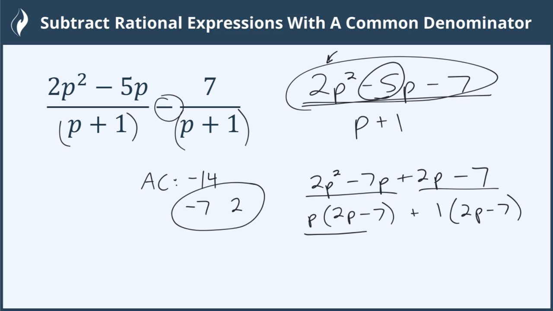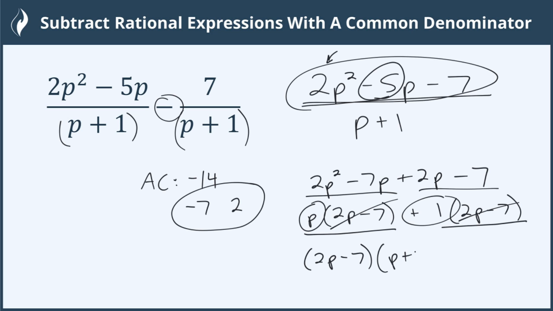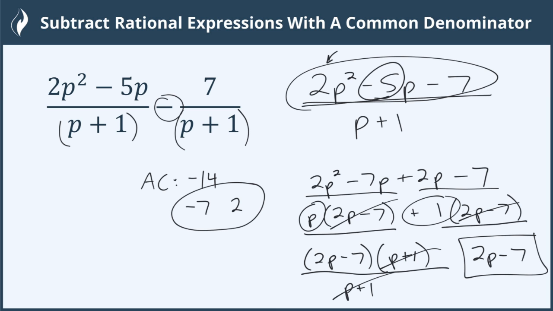So now if we look at the first half and the second half, they both have a 2p minus 7 in common. So we factor that out, and we're left with a p plus 1. So we've now factored the numerator. The denominator is still p plus 1. So we can divide out the p plus 1s, and we're left with 2p minus 7 as our final answer.